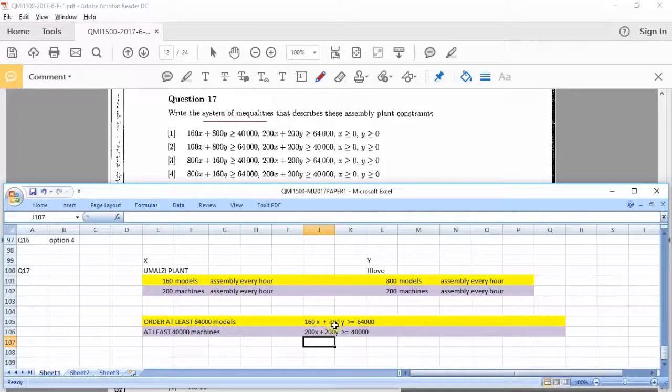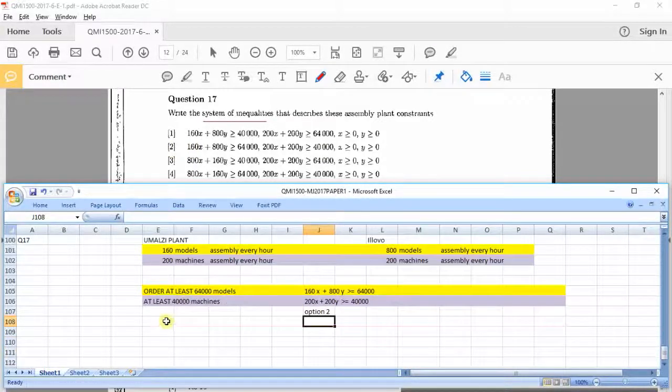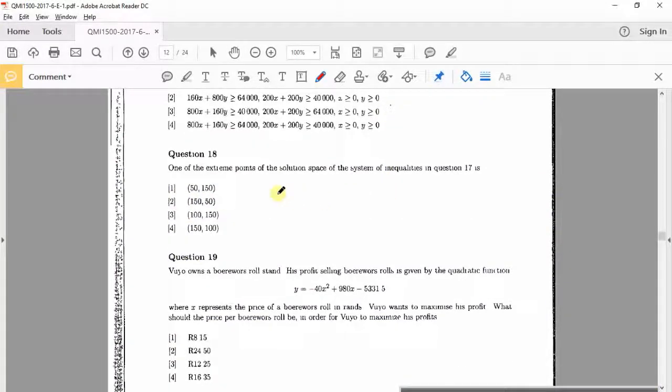Okay, let's choose an option. 160x plus 800y greater than or equal to 64,000, that one. 200x plus 200y greater than or equal to 40,000? Yes. And then x and y both must be positive. Yes, so option 2. Got that? Yes, that's my interpretation. It can be challenging, and that's why I like writing stuff down.